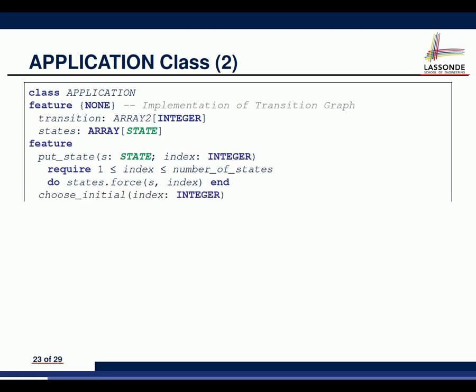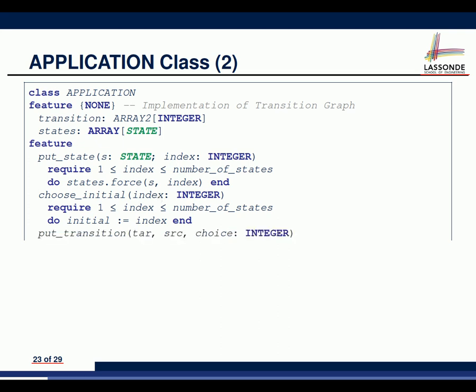And then what about, we can choose some initial states. We can just choose whatever initial state should be. If you want it to be 1, just say choose initial 1. And put transition is interesting. I'll just show you the code quickly, and then we'll trace that in the test. Put transition, basically, you want to know which row, which column, and for that particular cell, what the entry value should be, right? Basically, you need these 3 pieces of information: target states, source states, and also the choice.